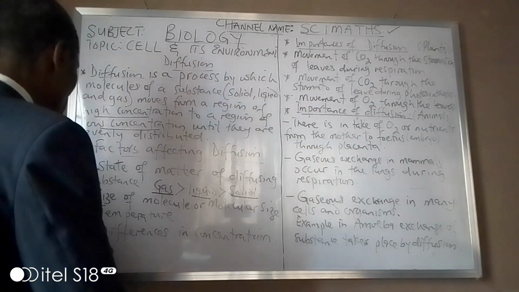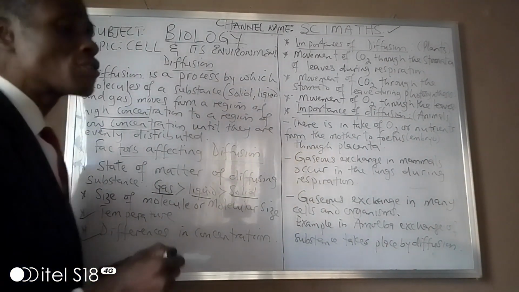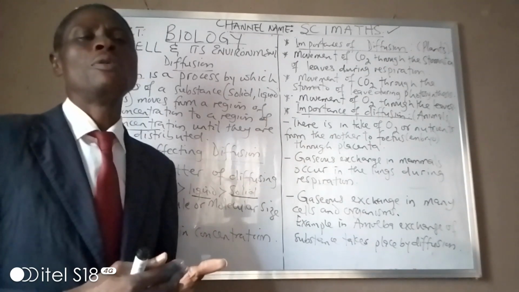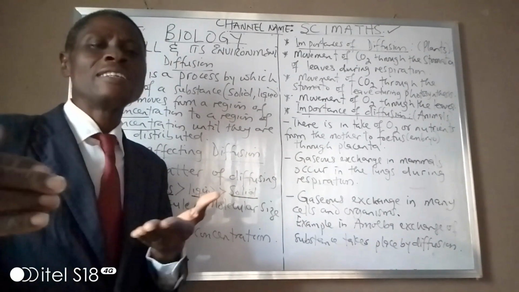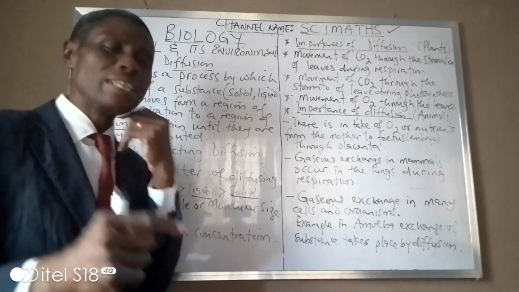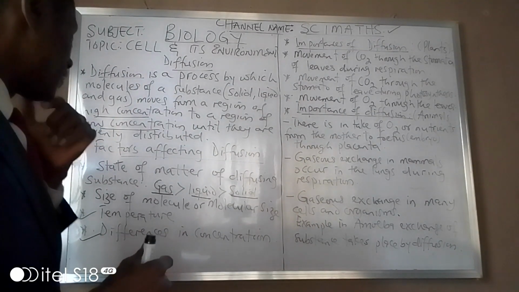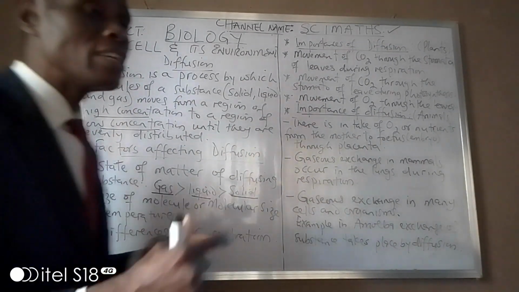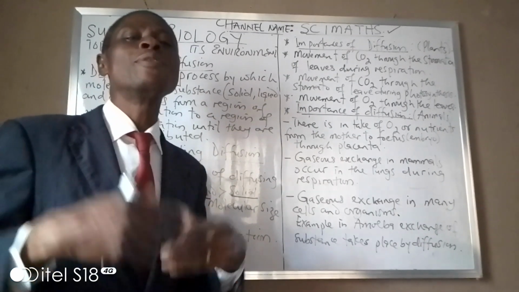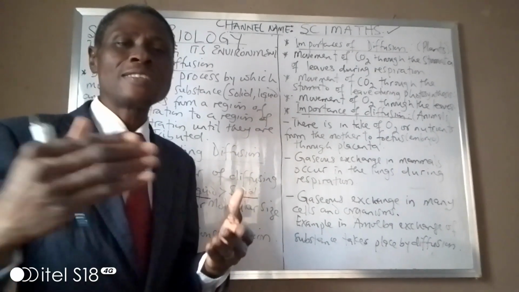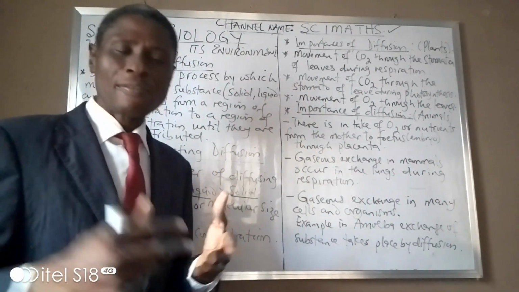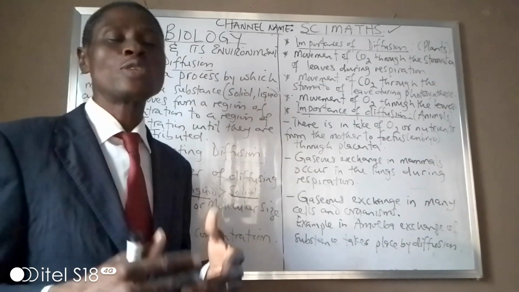And then the next one is differences in concentration. If there is a high difference in concentration, we find that the rate of diffusion will also be fast. So the higher the difference in the concentration, the faster the rate of diffusion.